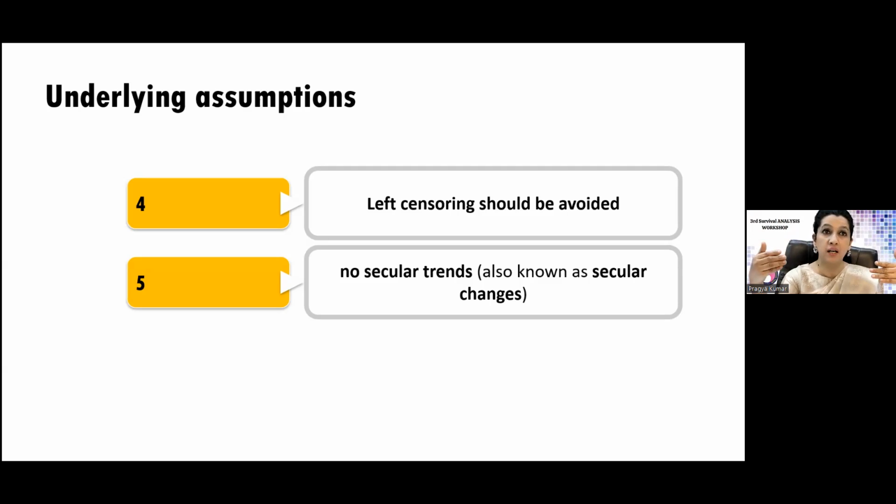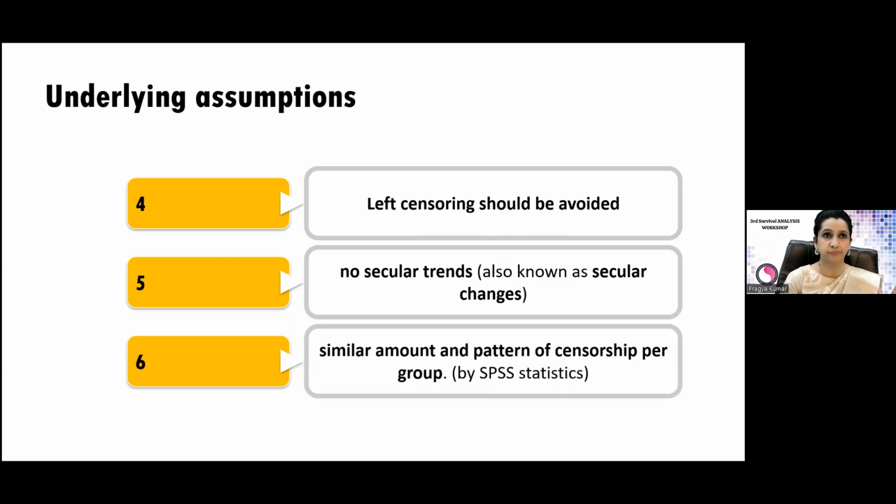And then we learned regarding the secular trend. If you are studying for 5 years, there can be some changes in the screening process or in the treatment modality. That changes the survival probability of the individuals who have joined after that change in treatment. We'll see that with a few examples. And then a similar amount and pattern of censorship per group. This we'll check with Jamovi. In SPSS it is very easy, but in Jamovi we will also show how to do that.